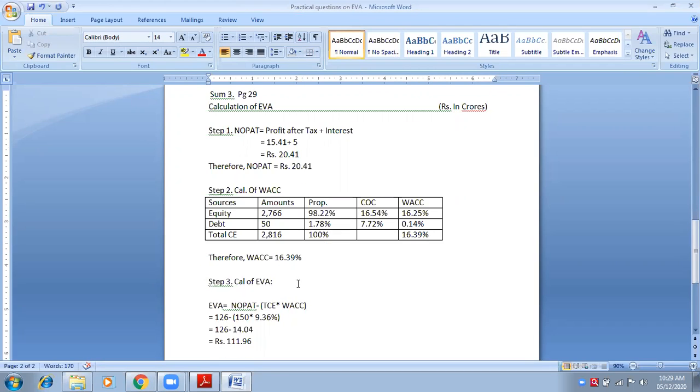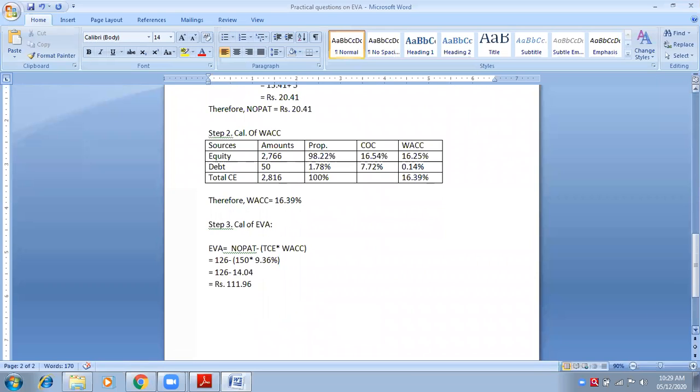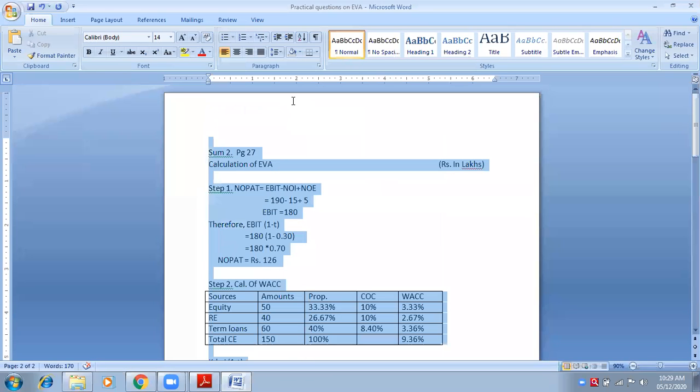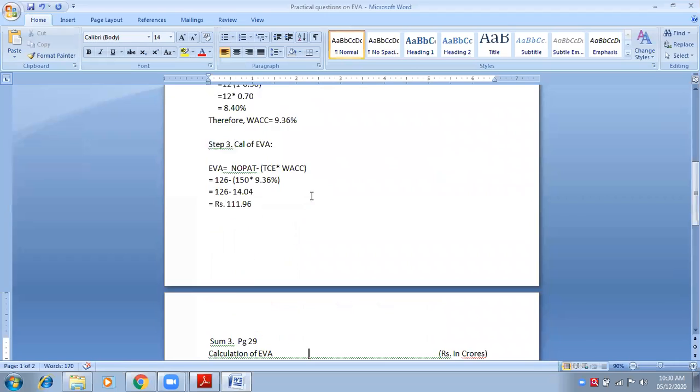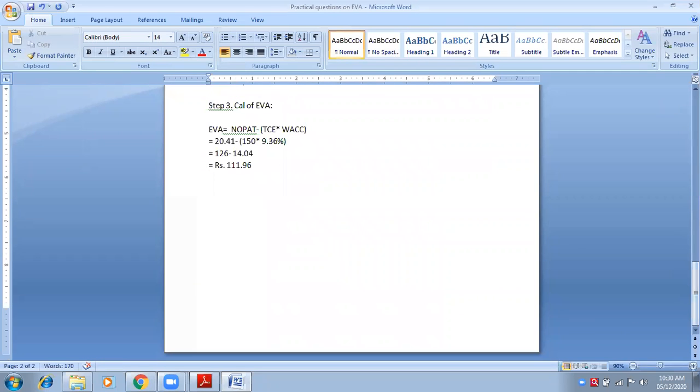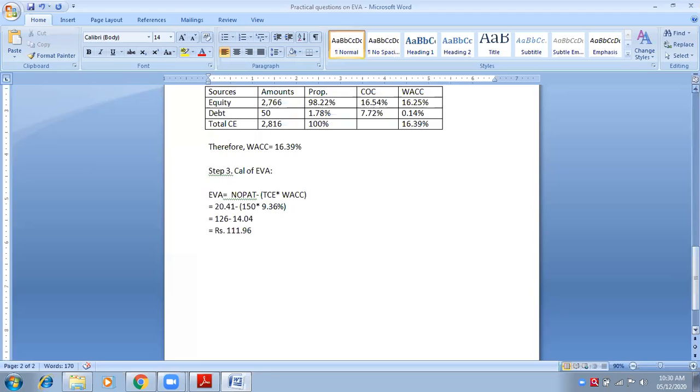Now, suppose you have done step number 1 and step number 2. Step number 3 is very easy because it takes the help of step number 1 and 2 only. NOPAT minus total capital employed into WACC. This is the formula of EVA. How much was the NOPAT? 20.41. Total capital employed is how much? 2,816. Very good.